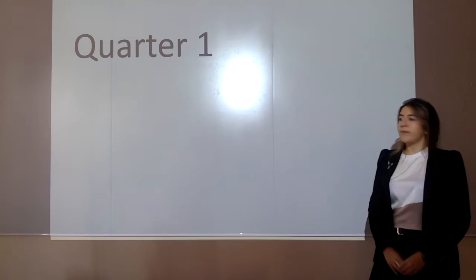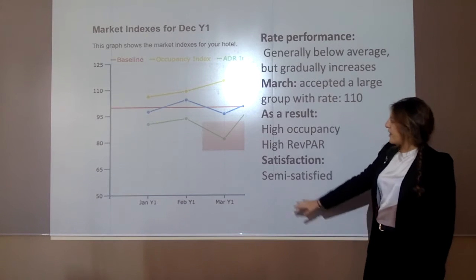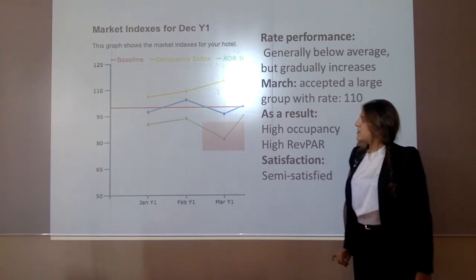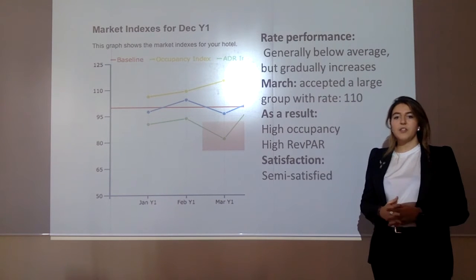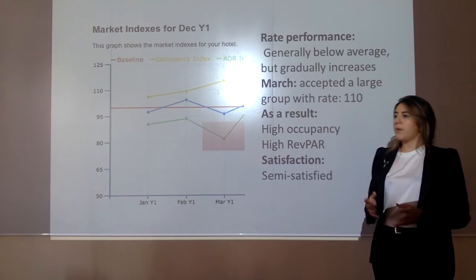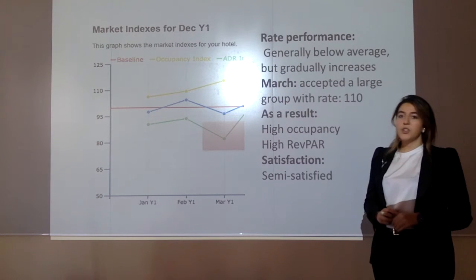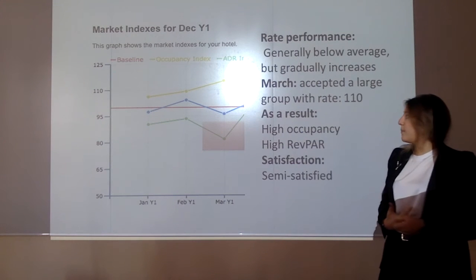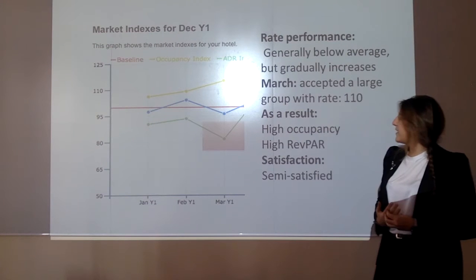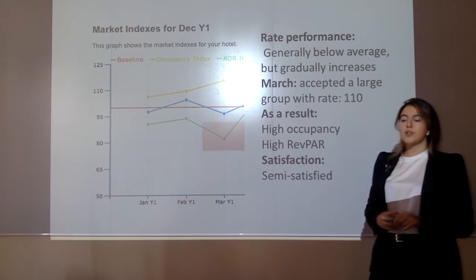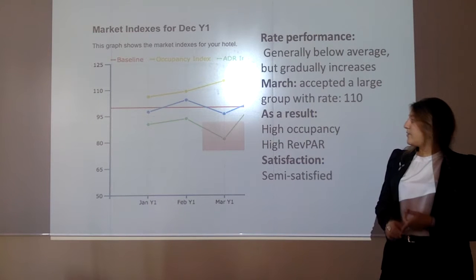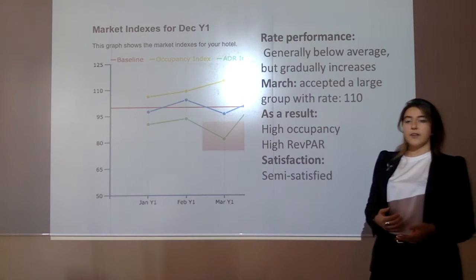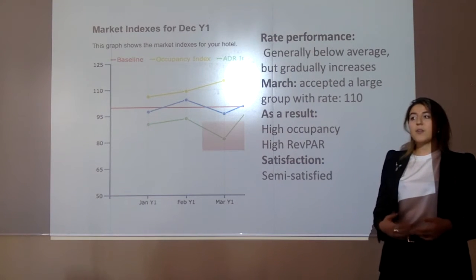Concerning the quarter one, on this graph you can see the green line corresponds to the ADR. During the first quarter, we didn't know the competition yet, so we tried to put an average rate, which ended up being really low. But this quarter includes January, so that's when we had the low rate. And in February, we decided to increase it a little bit more, though it wasn't high enough.